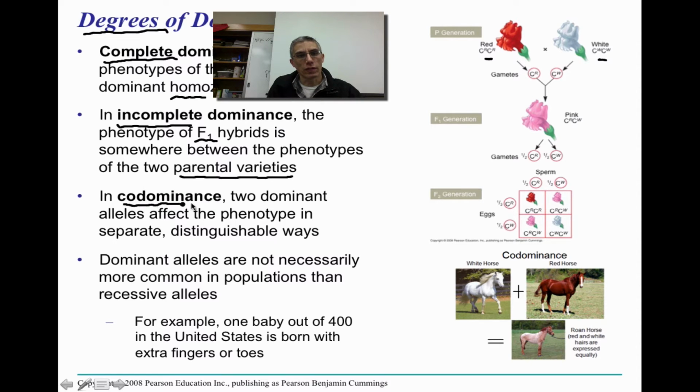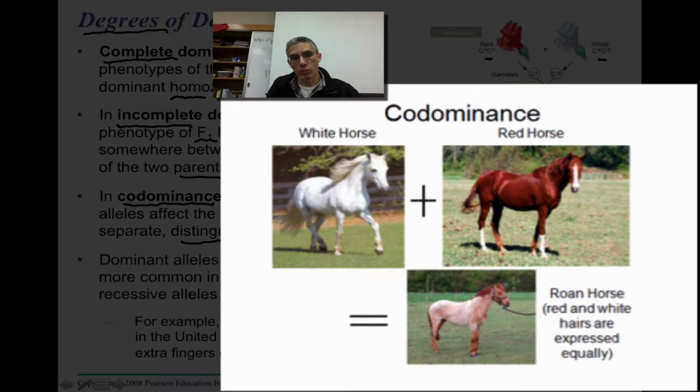Codominance is a little bit different from incomplete dominance because this is represented when two dominant alleles affect the phenotype in separate but yet distinguishable ways. The dominant alleles are not necessarily more common in populations than the recessive alleles. And so what you see here, over here on the right, is a good example of codominance. And this is called a roan color. So this one that you see down here at the bottom is a roan colored horse. And it's a result of mating a white horse with a red horse.